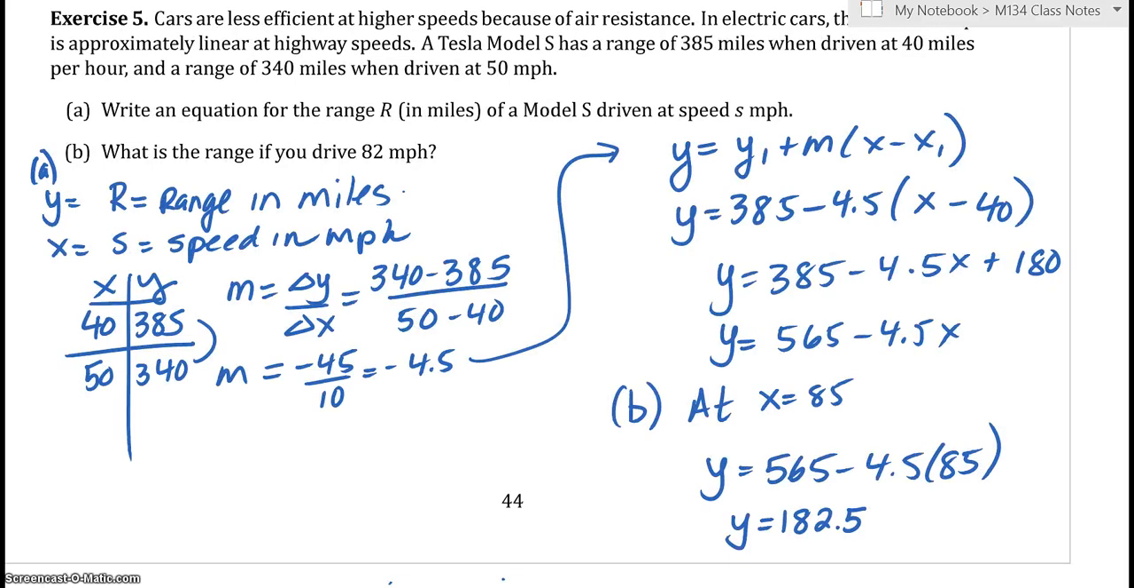Okay, here is the solution. This one, they give you 2 points, right? I'm going to say y is the range because that's what we're looking for. X is the speed. So we have 40, 385, and 50, 340. So what I'm going to do is find the slope first, and then use one of these points, this one maybe, and the slope to do the slope-intercept.